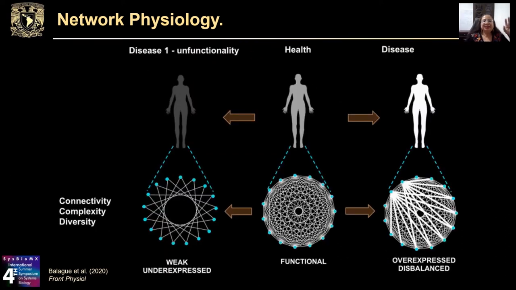And what we consider is that health is exactly functional in this balance between an underexpressed network, which would be characteristic of a system that is very random, and an overexpressed network, characteristic of a very robust, very connected system that has low possibilities of change, in contrast with a system that has a lot of randomness but low capability to have fixed values. So functionality lies between these two, complexity and diversity. And this is the network that will characterize health.